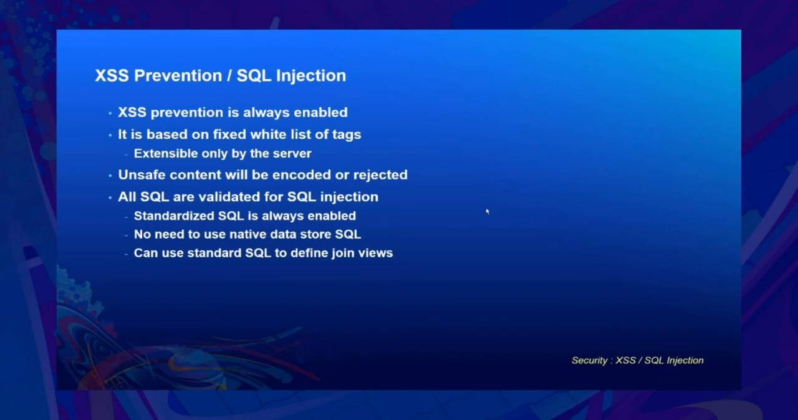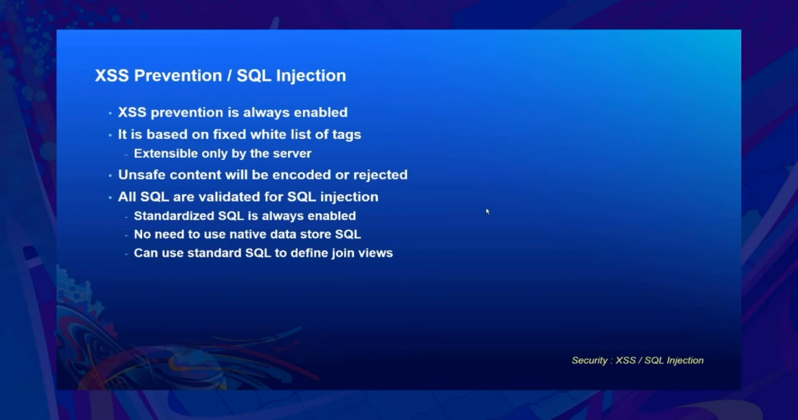XSS prevention and SQL injection prevention are enabled by default in Online. For the cross-site scripting prevention, we do have a fixed whitelist of tags that we support. It's extensible only by the server, and the behavior you're getting is that we either encode or reject the content that violates that whitelist. You can control that through the admin API. What we see our clients do most of the time is encode their content on the way in and decode it on the way out, to control the content that goes in. If you don't do that, then we will apply that logic. So if you have some tags that we don't support, then encode and decode, and that's the way that our users currently do it.